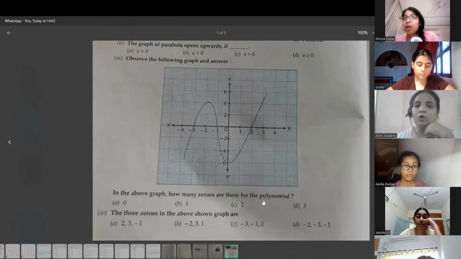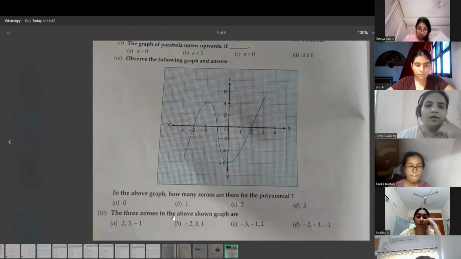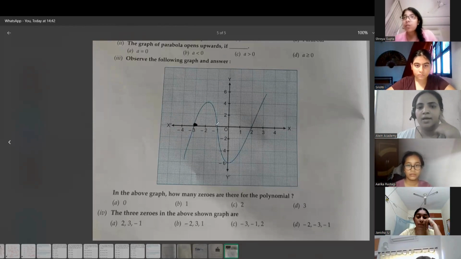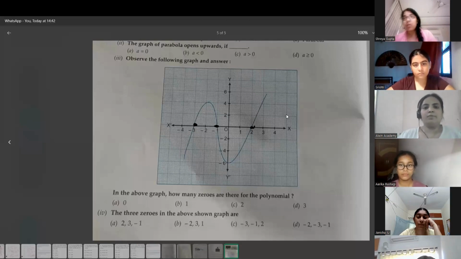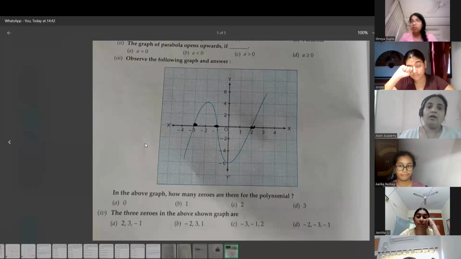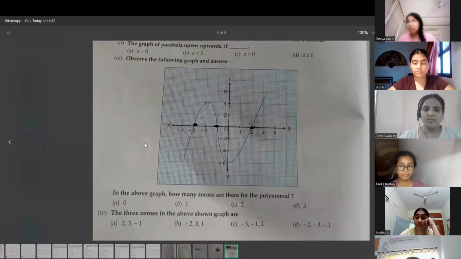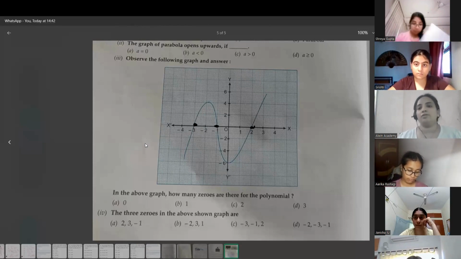Next one. In the above graph, how many zeros are there for the polynomial? The 3 zeros in the above graph are -3, -1, and positive 2. Clear everyone or not? This was very basic. So we are done for the day. My explanation is done for the day, but I'm giving you one question. You will solve this by yourself. Okay.